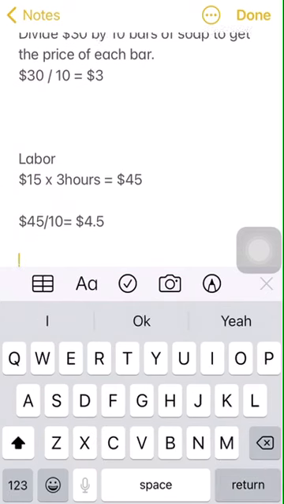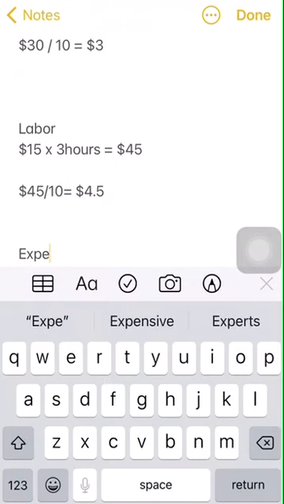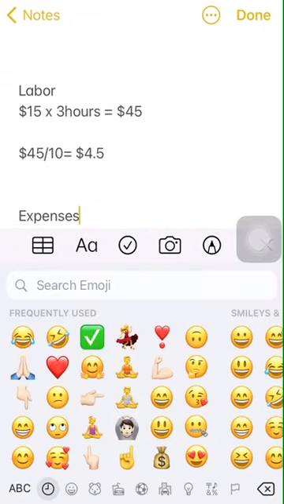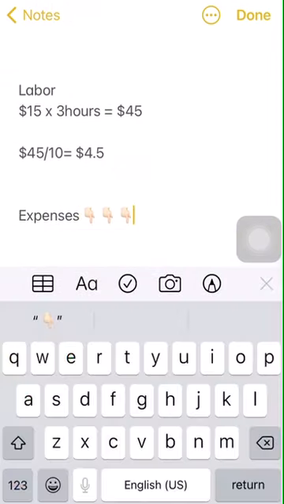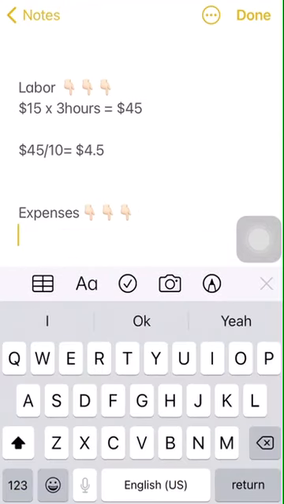Okay, then let's come to expenses. For the expenses, there are plenty, so we'll just write the major ones, and then we put the rest in miscellaneous. Is it miscellaneous or miscellaneous? I really don't know the correct pronunciation of that thing.